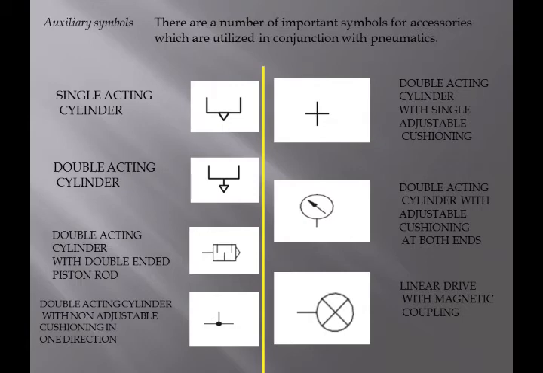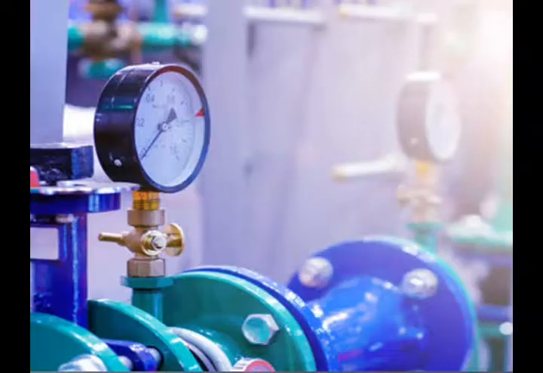Single-acting cylinder. Double-acting cylinder. Double-acting cylinder with double-ended piston rod. Double-acting cylinder with non-adjustable cushioning in one direction. Double-acting cylinder with single adjustable cushioning. Double-acting cylinder with adjustable cushioning at both ends. Linear drive with magnetic coupling.